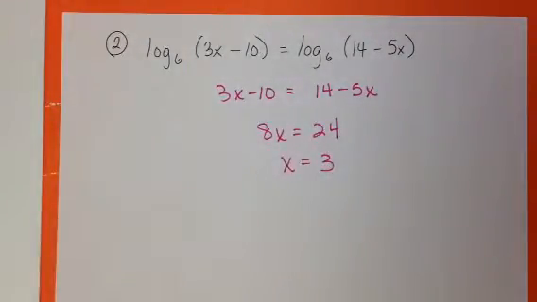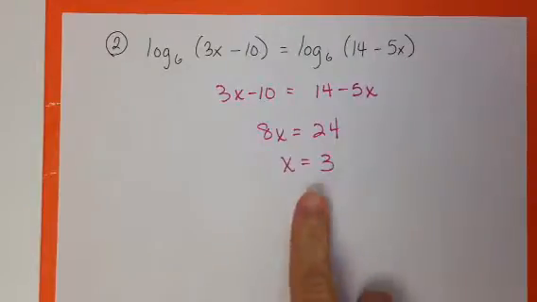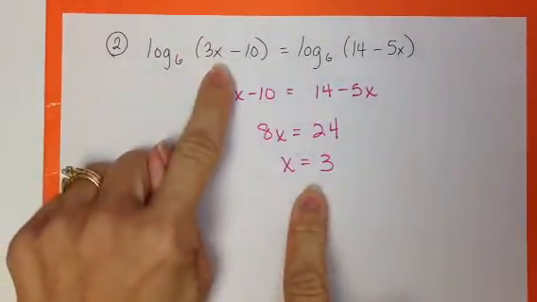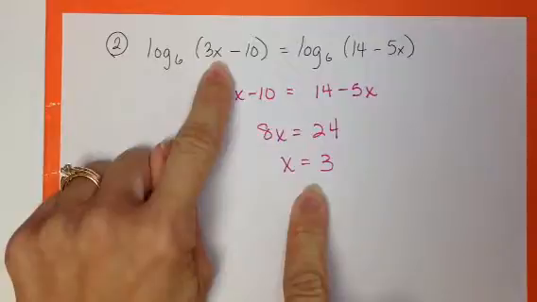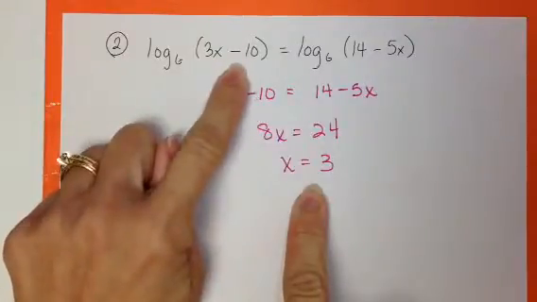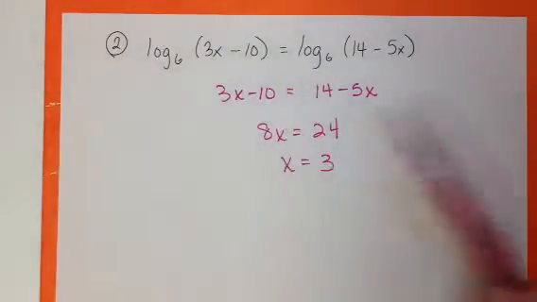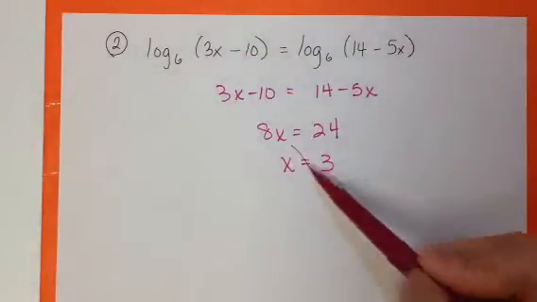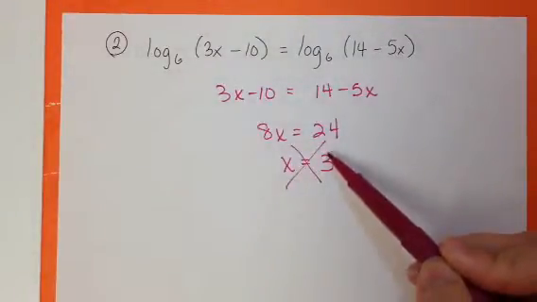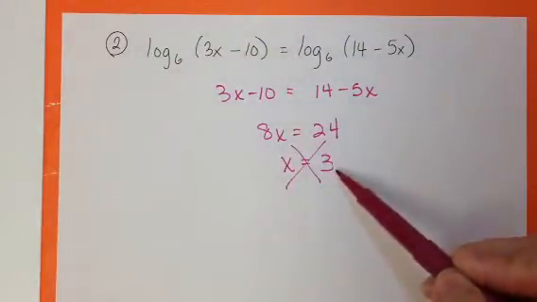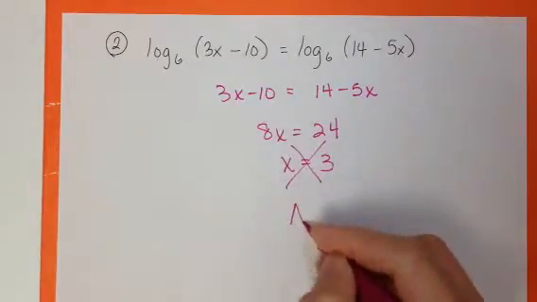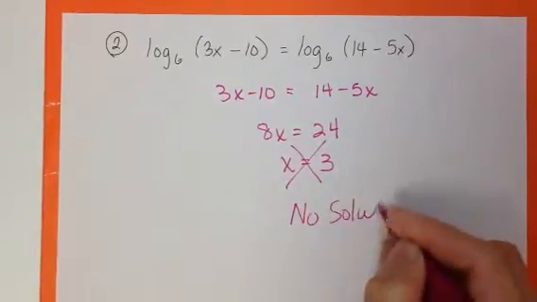Okay, so I need to check it. But what's going to happen here is when I substitute 3 into this argument, of course 3 times 3 is 9, 9 minus 10 is negative. So remember, your argument cannot be negative. Now this is the only possible answer that I had, and of course it doesn't check, so your answer here would be no solution.